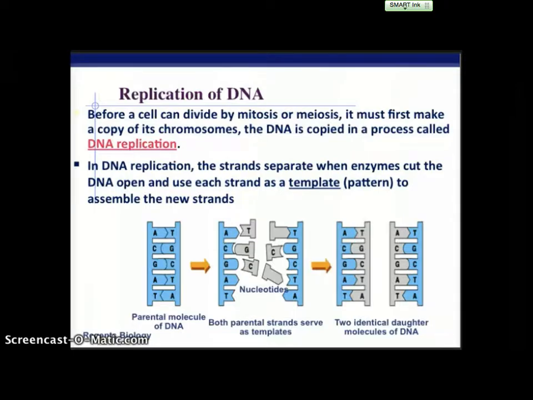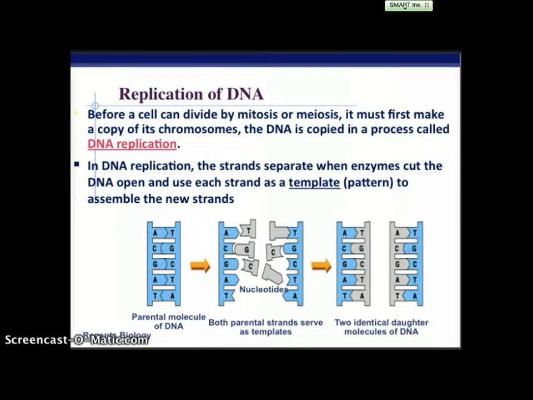Replication of DNA. Before a cell can divide by mitosis or meiosis, remember mitosis is what type of cell division? That's right, asexual. And what do you use mitosis for? Good, for growth and repair. Meiosis, what type of cell division is that? Good, sexual reproduction. And what are the only things that meiosis does? Good, it makes gametes or sex cells. It makes only sperm or egg.